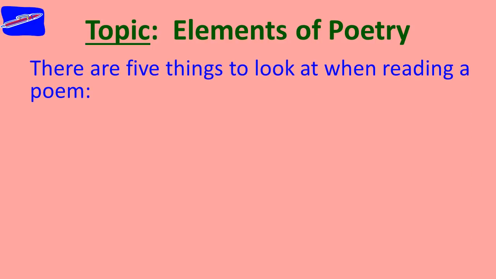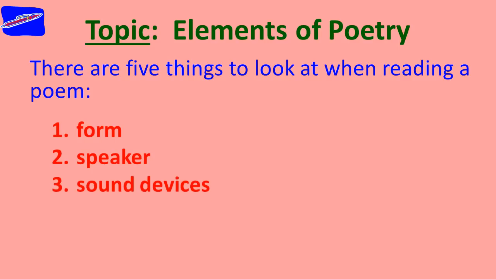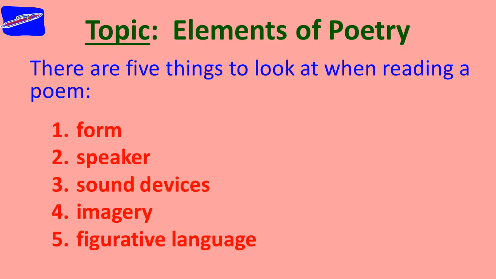There are five things to look at when reading a poem, five elements that we will be concerned with as we read some poems in class. Let's write them down, then we'll look at each one individually together. Those elements are form, speaker, sound devices, imagery, and figurative language. By the way, figurative language is something we've already spent some time in class talking about. So if you haven't already done so, you may want to view my other video on different types of figurative language, because this video will be referring back to those figurative language devices. Okay, let's take a look at each of these important elements.